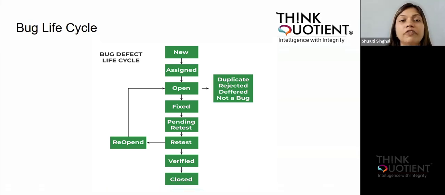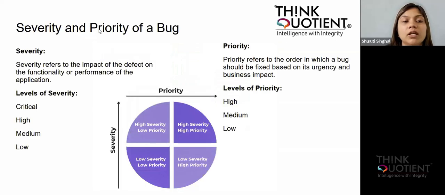Now, guys, every bug, as I have just told you, has some impact. That impact is nothing but the severity of the product, and how soon we have to solve it is nothing but the priority. Severity means the impact of the defect on the functionality or performance. Priority refers to how soon we need to fix that bug and how it is going to impact the business. Based on that, we have various levels: the levels of severity are critical, high, medium, low, and the levels of priority are high, medium, and low.